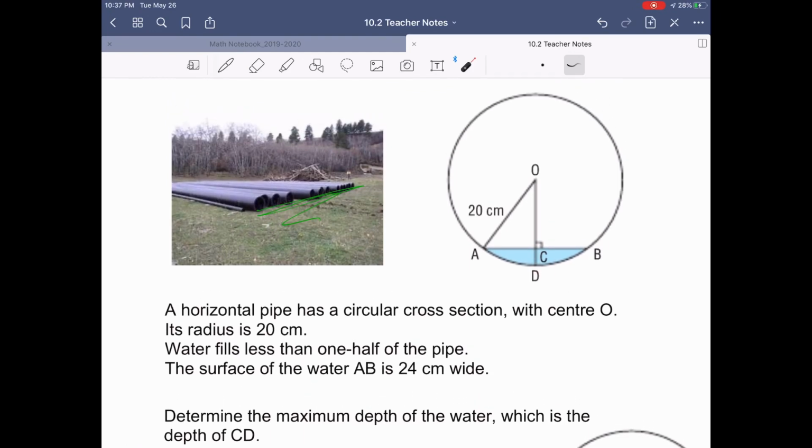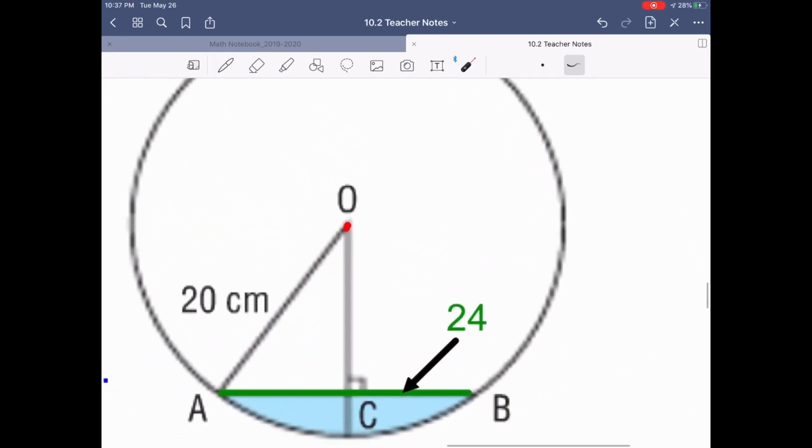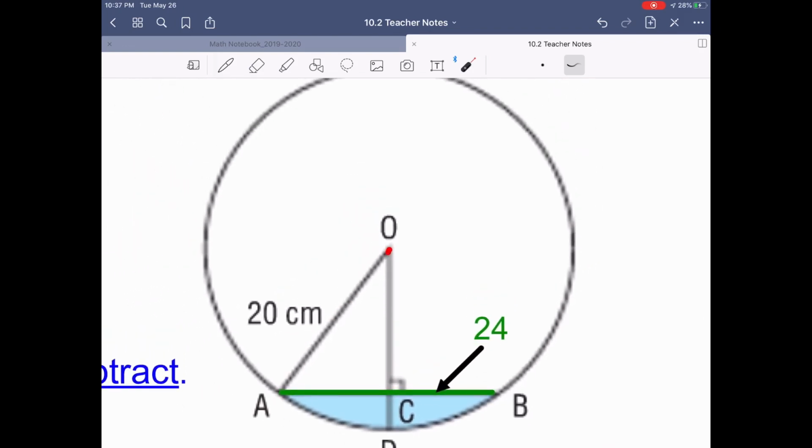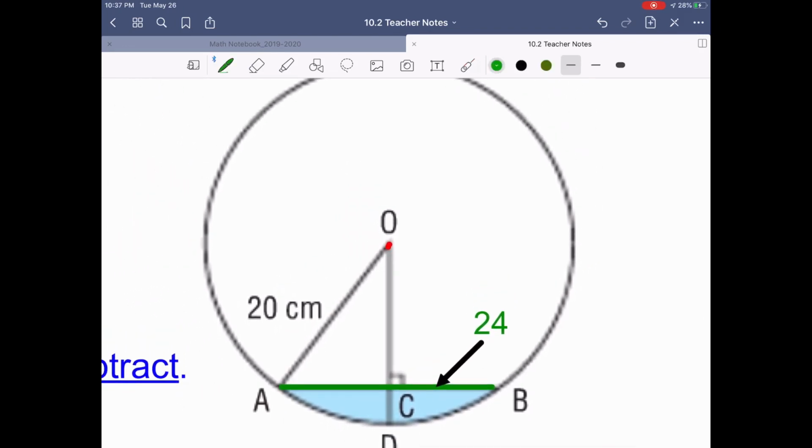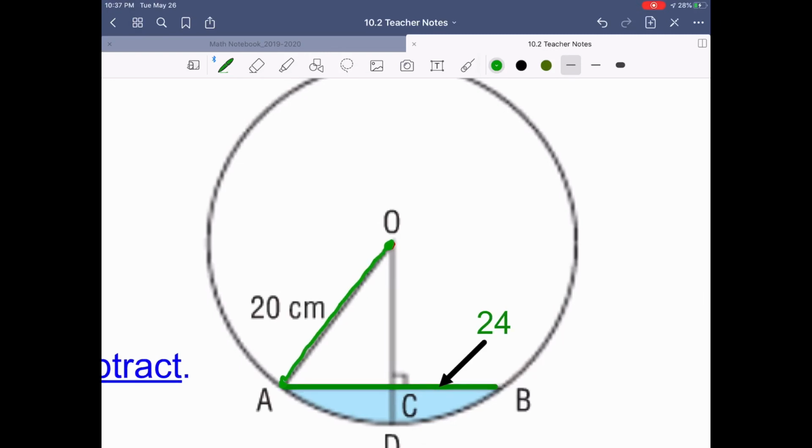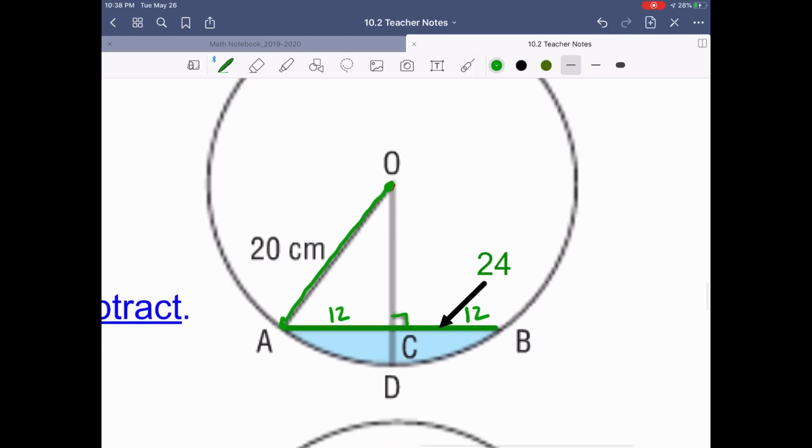So how would we solve it? Okay, so here we have our circle. We have our radius, which is 20 centimeters. We know that the whole thing AB is 24, which means that this is 12 and this is 12 because this is a perpendicular bisector, which means it cuts it in half. Now, we have a right angle triangle right here, and we have two of the given sides, and we can find this unknown side using Pythag. Now, why would this side help us to find the depth of the water?